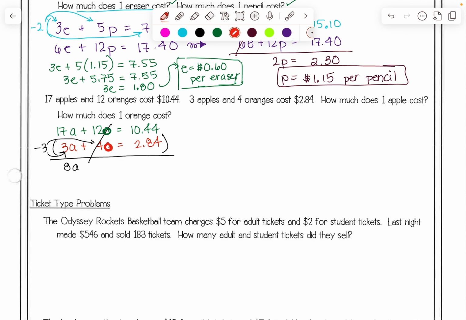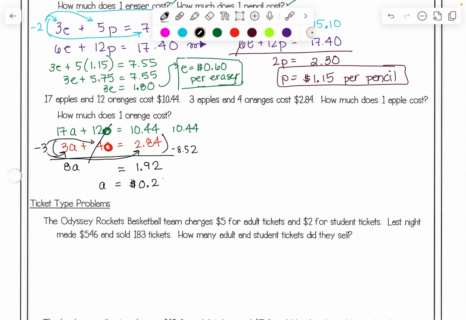So my oranges cancel, but now I need to take that -3 and distribute it to $2.84. Yep. So when I do that, 2.84 times a -3 gives me -8.52. So take $10.44 and subtract $8.52, and you should get $1.92. Now divide both sides by a, and the cost of each apple should be 24 cents.